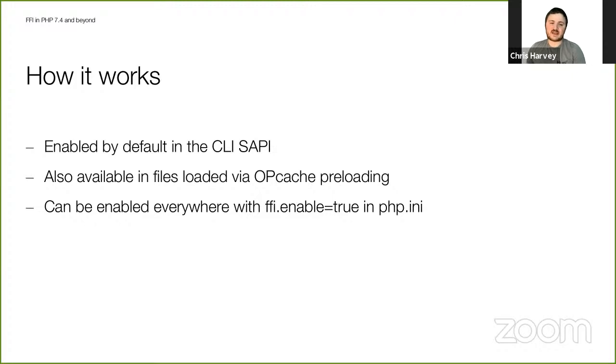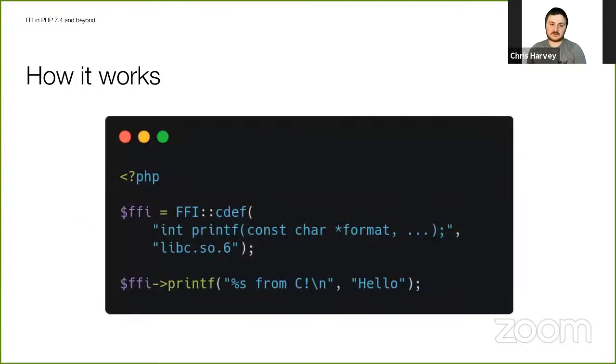I wouldn't recommend this, but if you set FFI enable to true in your php.ini file, then it'll be enabled everywhere. So to use a C library in PHP, you can call the function cdef on the FFI class and pass C type declarations as a string in the first argument, and then the name of the C library these declarations are for in the second argument. So you can see in this example, I've imported libc, and I've used the printf function. PHP has a built-in printf function, which is pretty much exactly the same.